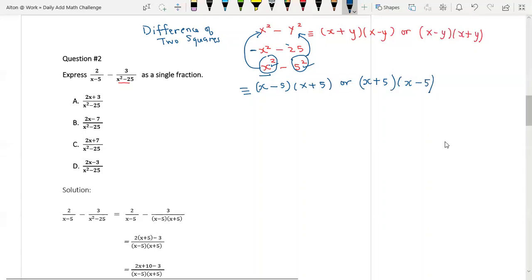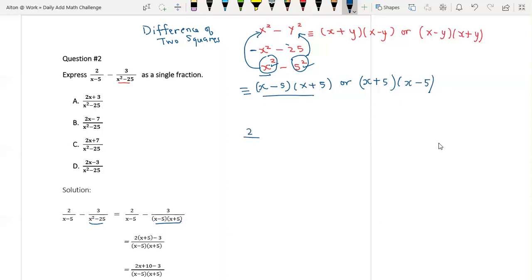Now, if we scroll down a bit, in fact, let's leave it there so we can compare quickly. So I can rewrite in the solution x squared minus 25 as x minus 5 by x plus 5. I just showed you how I got it here. And this is where I now find my LCM. My LCM will be x minus 5 by x plus 5. And of course, I can go ahead and simplify. Let me write it over for you.